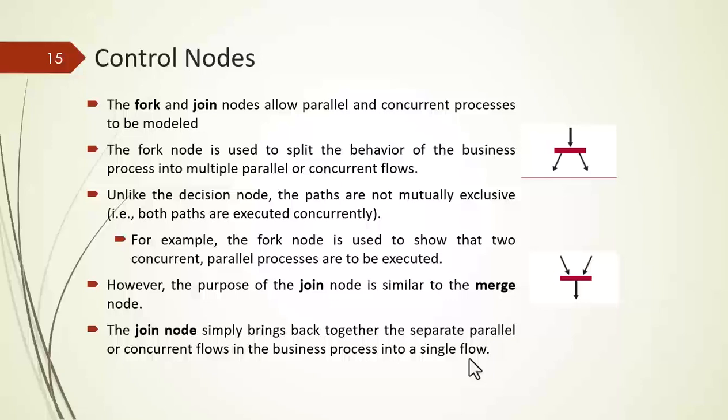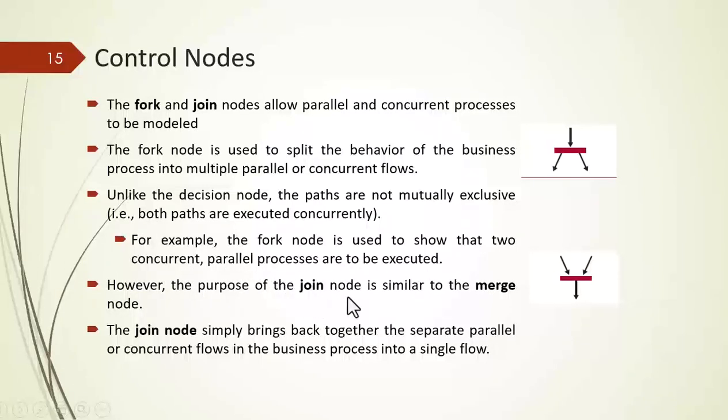fork and join nodes allow parallel and concurrent processes. So this one is a fork, a perpendicular line to this arrow, and two more activities flow. So this means when a fork is used rather than a diamond sign for decision, these two activities run in parallel. The fork node is used to split the behavior of a business process into multiple parallel concurrent flows. Unlike the decision node, the paths are not mutually exclusive. Both paths are executed concurrently. For example, the fork node is used to show that two concurrent parallel processes are to be executed.